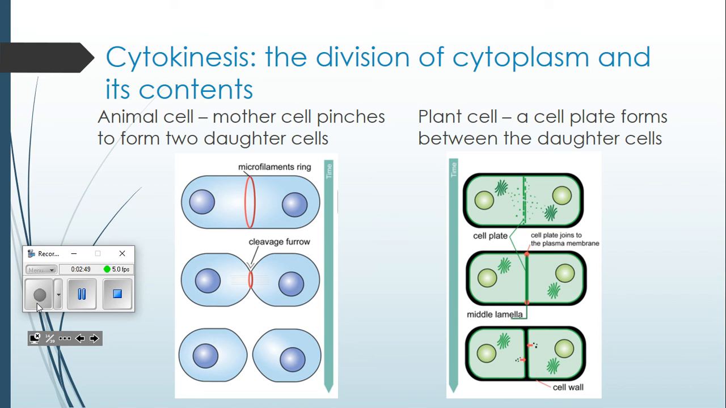So, what's the big picture? Animal cell pinches, plant cell does not. The mechanism is beyond the scope of our course, right? So you don't have to be able to explain how the cell plate forms, just that that's a distinct difference between the 2 of them. Now, does anyone want to ask cytokinesis related questions?